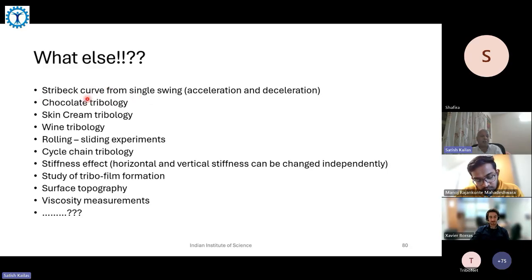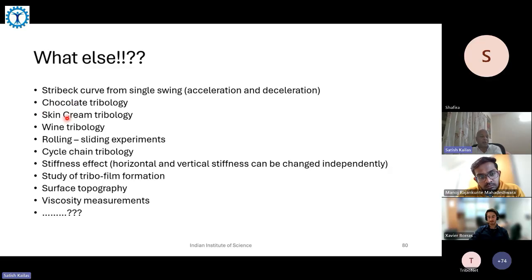We have done some chocolate tribology. I have not presented that data. This work was done in collaboration with Mark Mason at Imperial College, and we could see the differences. Again, it's the PDMS flat and the PDMS spin with different chocolates in between. How the chocolate concentration, the fat concentration, and other things change the tribology of the chocolates. Some interesting data had come from that.